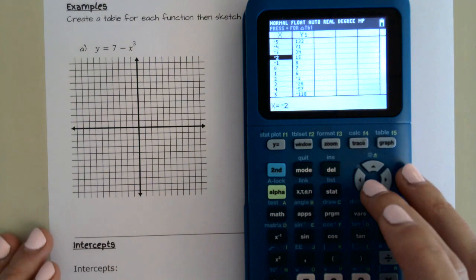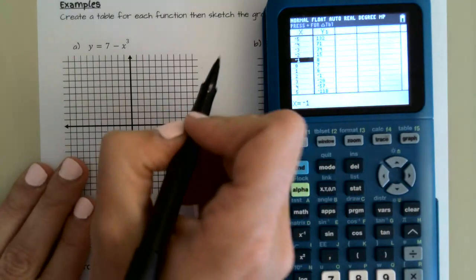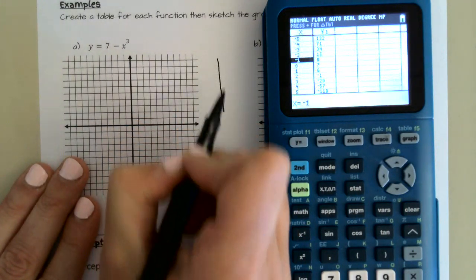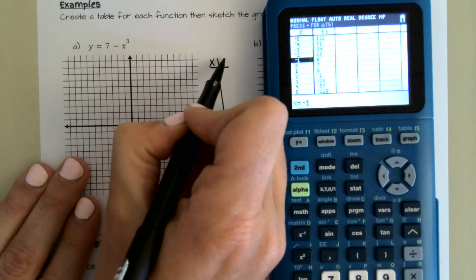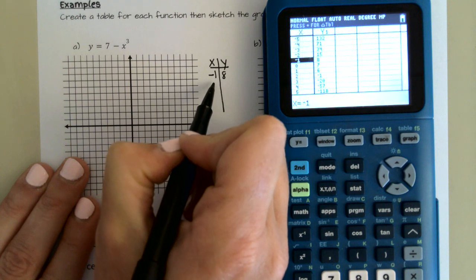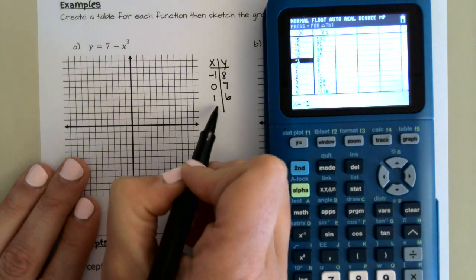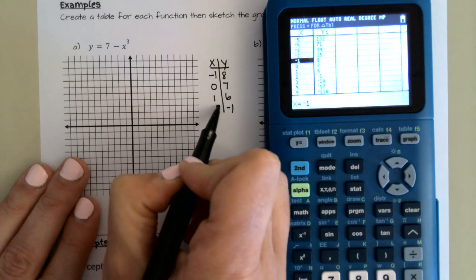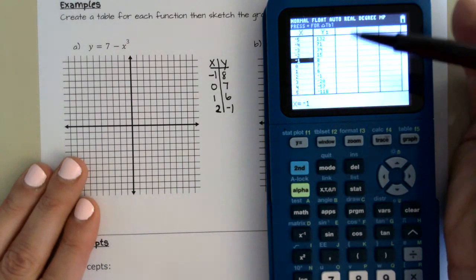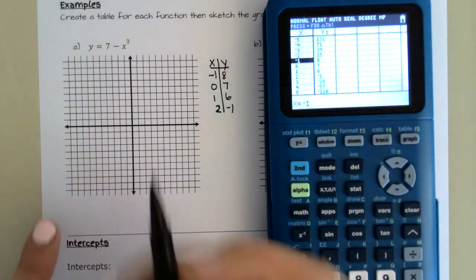And I'm just going to choose some values that would fit. So I'm going to start at -1. I'm going to copy the table straight from my screen over on my paper. So -1, 8, 0, 7, 1, 6, 2, -1. And I'm not going to copy any of the other ones down because then they get too big and they're not going to fit. And now I can graph them.